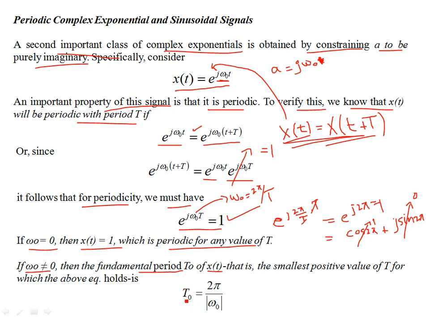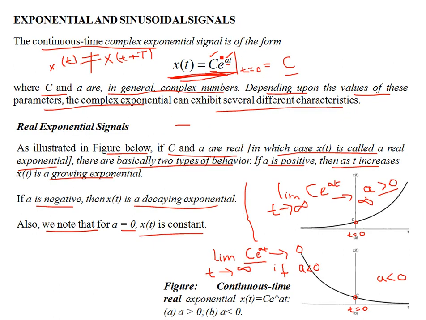So therefore, this condition that T naught equals 2 pi over the magnitude of omega naught implies that e^(j omega naught T) is indeed 1. Therefore, the complex exponential signal is always periodic. So you see, if A in the complex exponential signal is real, then your real continuous time exponential signal is not periodic, right? It's not periodic. You can see it from these figures.